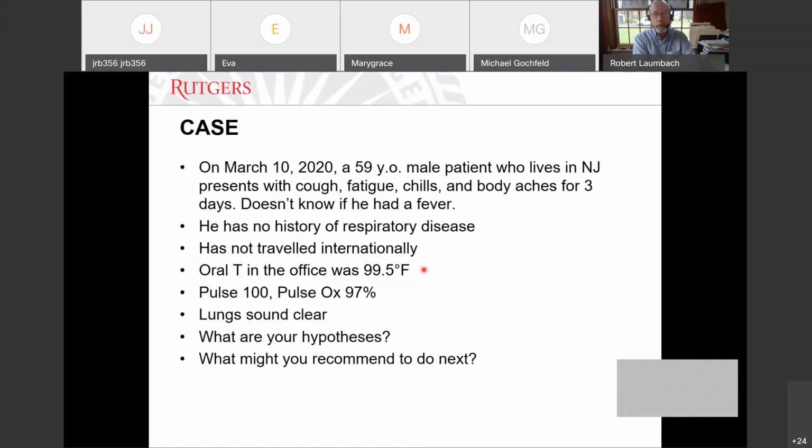So we have a case of a 59-year-old male who lives in New Jersey. This is back on March 10th, 2020. He presented to us with cough, fatigue, chills, and body aches for 3 days. He doesn't know if he had a fever. He has no history of respiratory disease and has not traveled internationally. His oral temperature is 99.5, his pulse is 100, pulse ox 97. His lungs sound clear. What's your hypothesis? And what would you do next? In the interest of time, we're going to go on to some of the answers, perhaps.